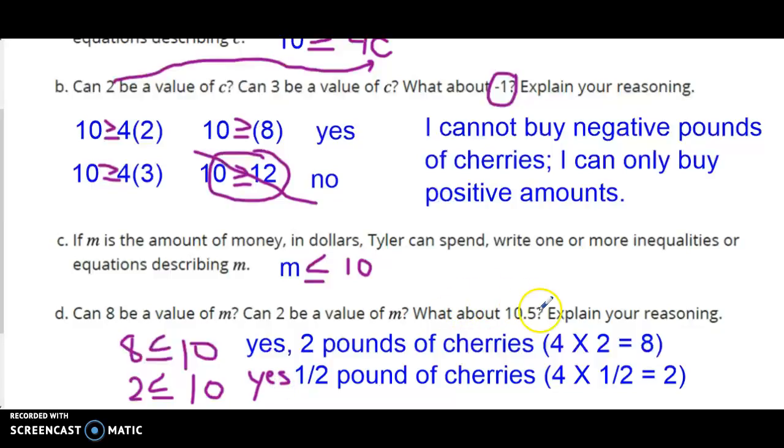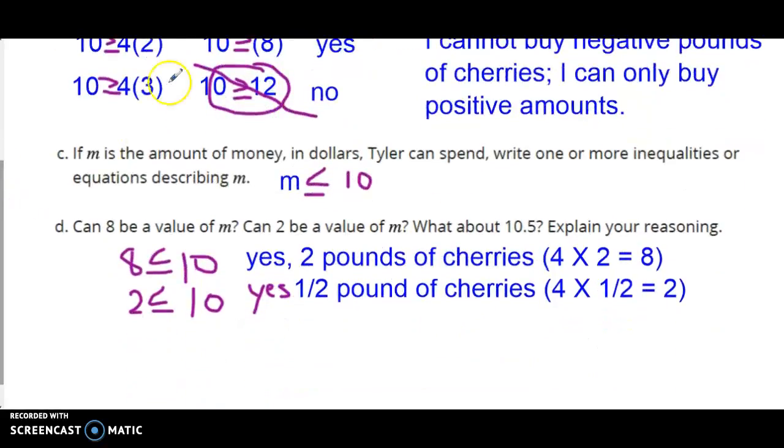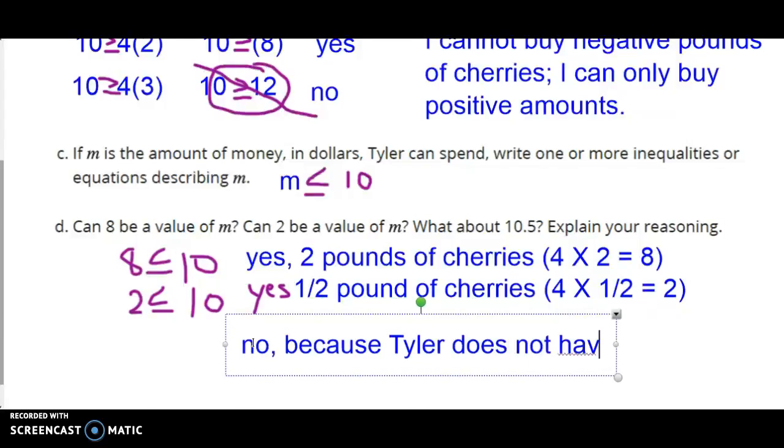What about 10.5? So let's test 10.5. Is 10.5 less than or equal to 10? No. 10.5 is greater than 10. So the answer to my third question has to be no, because Tyler does not have $10.50. He only has $10.